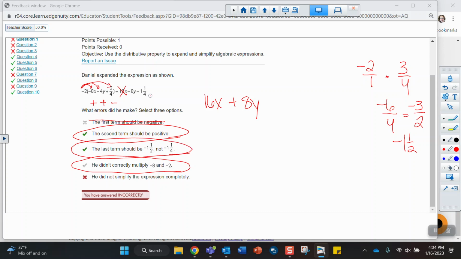The expression is simplified completely because there aren't any like terms that you could combine. I've got x's and y's and a constant.